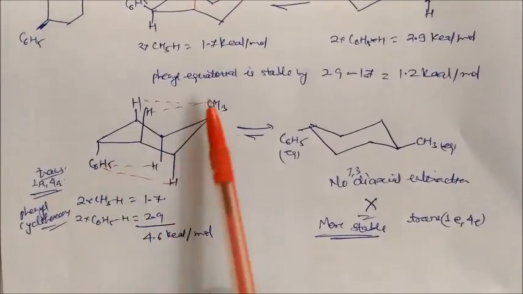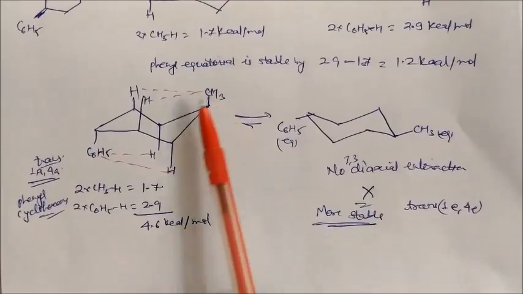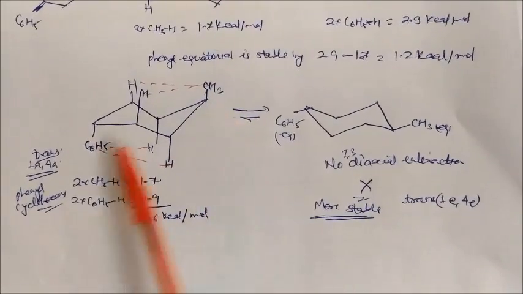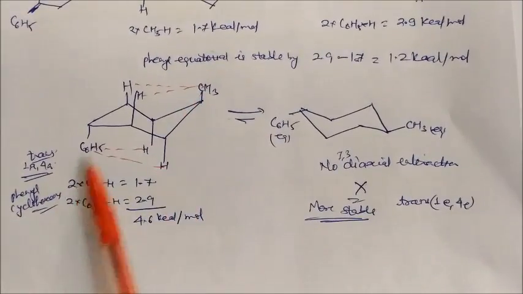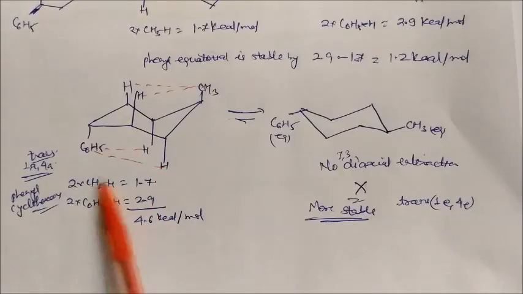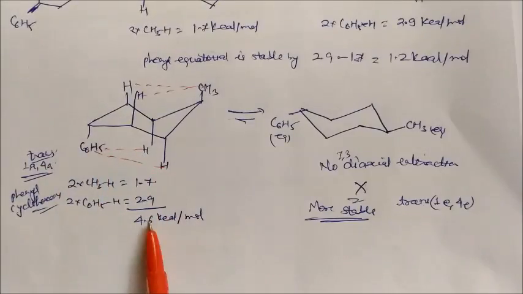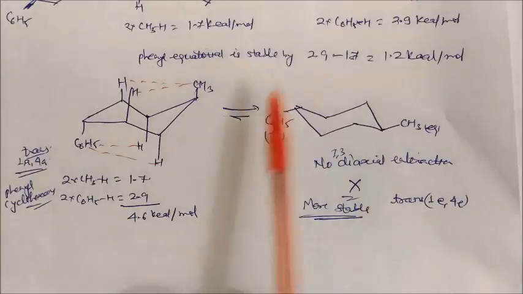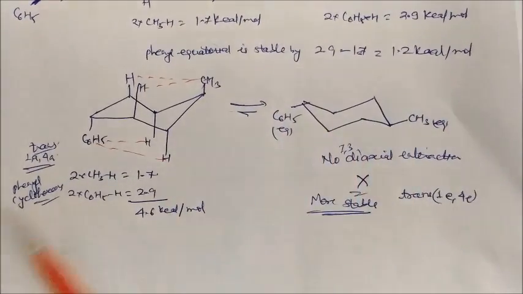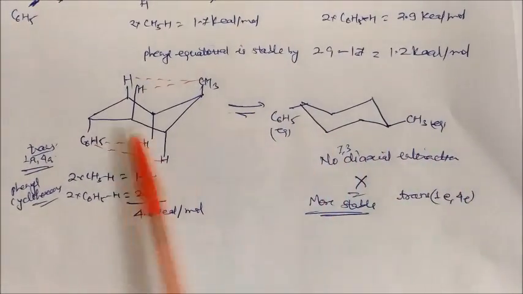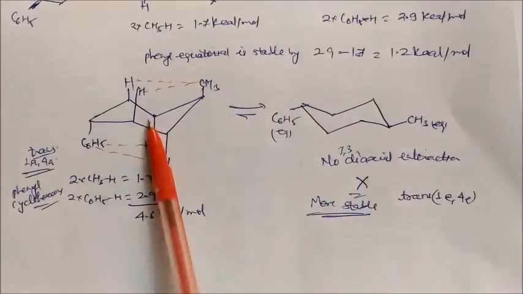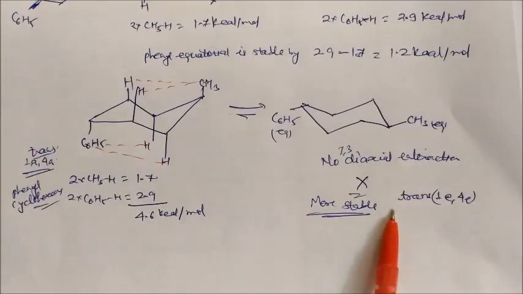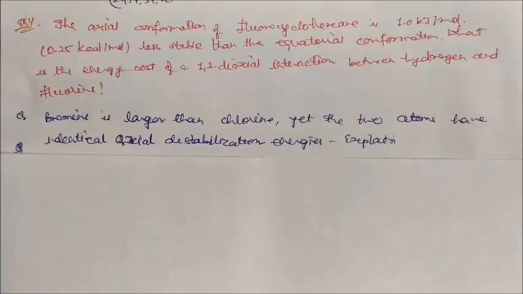This is the phenyl and this is the axial. Again we know the energies. So this is an axial position and this is an axial position. In this case, how can we calculate? Again 2 into CH3 hydrogen is 1.7, and phenyl is also interacting, so total energy will be 4.6 kilocalorie per mole. And in this case both are in equatorial position, there is no diaxial interaction. So definitely out of these two, this will be more stable than this by 4.6 kilocalorie per mole.